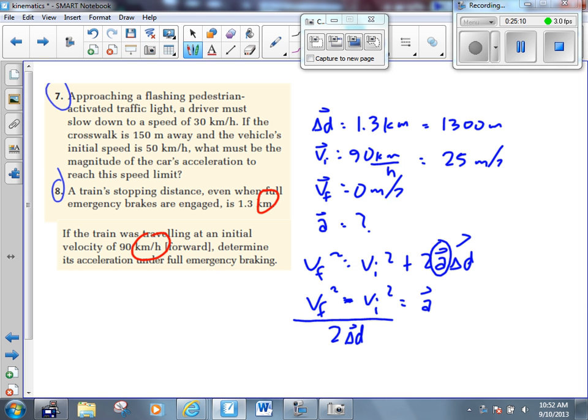Does anybody have the answer for that? What do we end up getting for a there? Negative 0.24 meters per second squared. So trains do take a while to stop. I'm not sure about 1.3 kilometers under full emergency braking, but in the end they do take a big distance to stop. Why would they take a long distance to stop? Why do they take so far to stop?